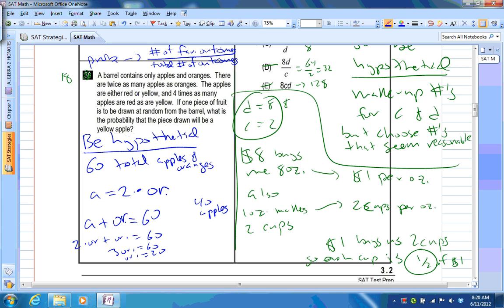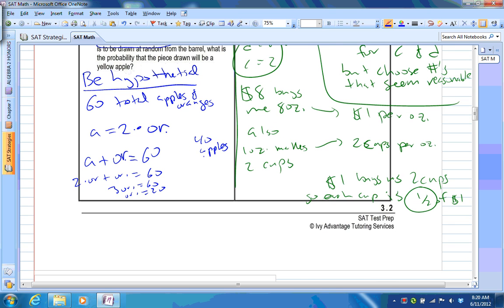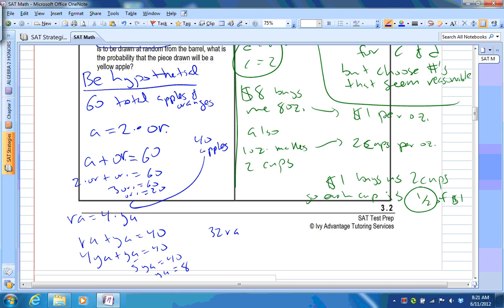Now, the apples are either red or yellow, and 4 times as many are red as are yellow. So in this case, red apples is 4 times the number of yellow apples. And red apples plus yellow apples has to equal 40. So 4YA plus YA equals 40. 5 yellow apples equals 40. There are 8 yellow apples. So that means that there are going to be 32 red apples. But the question is asking for the probability of getting a yellow apple. So that's just going to be 8 over 60, because you have 8 yellow apples out of a total of 60 pieces of fruit. Or you can write your answer as 2/15. They would accept either one. You don't have to reduce. And that's how you figure out that problem.